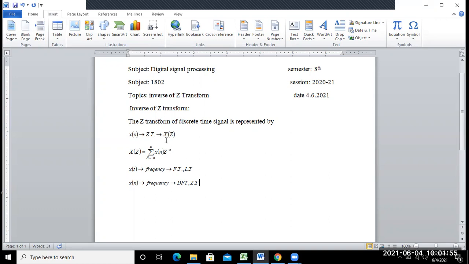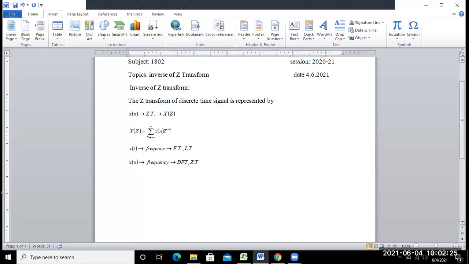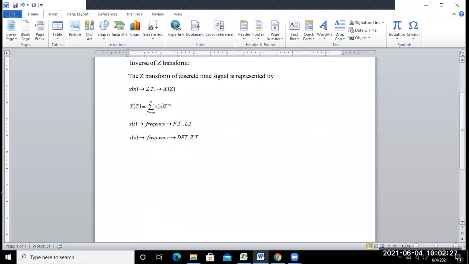So far we were converting directly from the discrete time signal to Xz. How can we convert to Xz from the discrete time signal? By this formula, summation of n equal to minus infinity to infinity xn z to the power minus n. Okay. So just how can we find the Fourier transform of the continuous time signal?